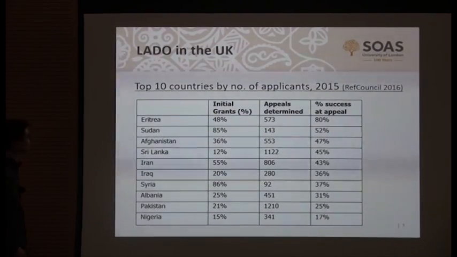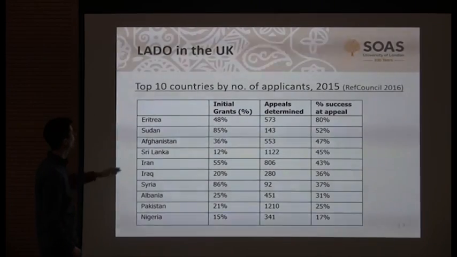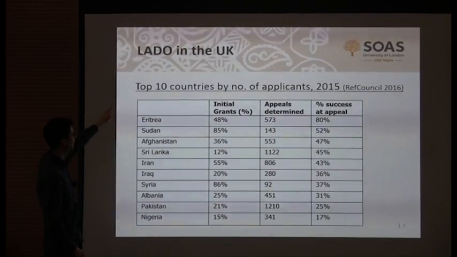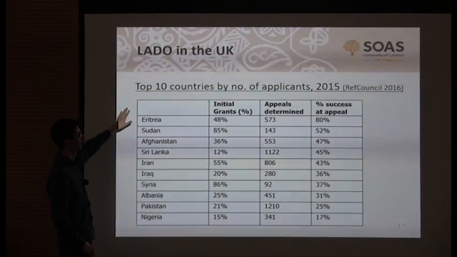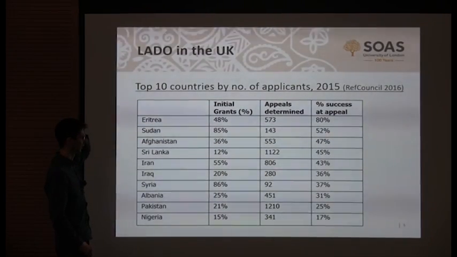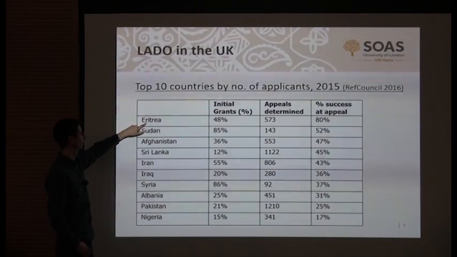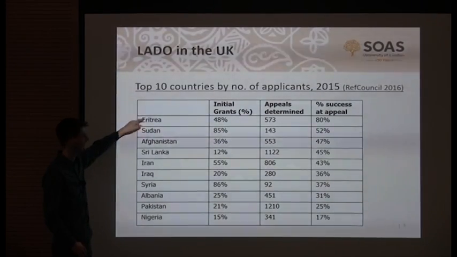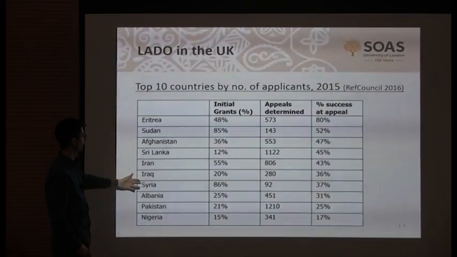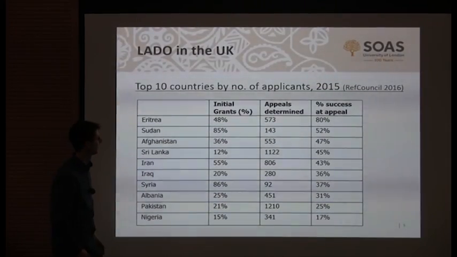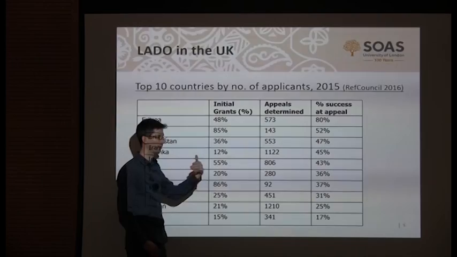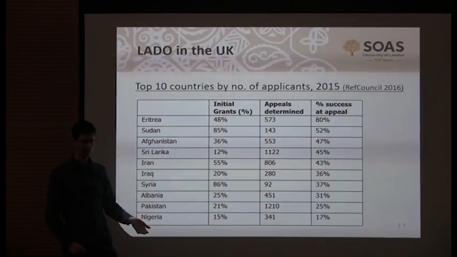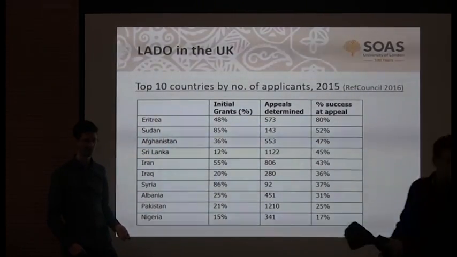So this is a table of the top 10 countries by number of applicants of asylum claims in the UK in 2015. There were most asylum claims from people who said they were from Eritrea, and so on. Now, this here is the percentage of claims which were granted at the initial stage.